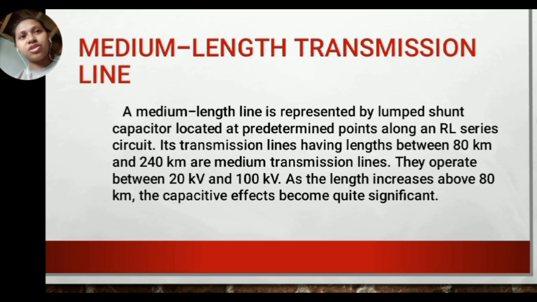Medium length transmission line. A medium length line is represented by lumped shunt capacitors located at predetermined points along an RL series circuit. Transmission lines having length between 80 km and 240 km are medium transmission lines. They operate between 20 kilovolts and 100 kilovolts. As the length increases above 80 km, the capacitive effect becomes quite significant.